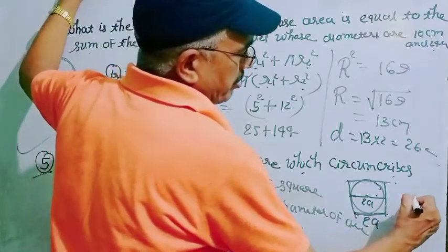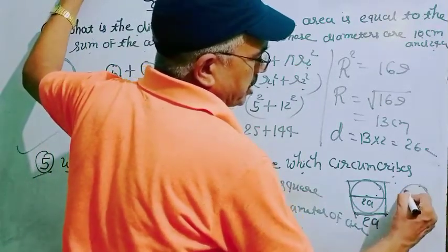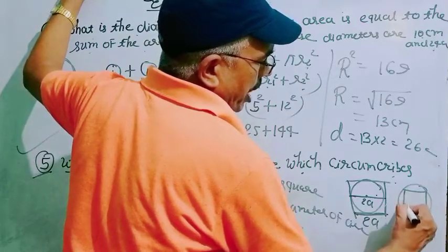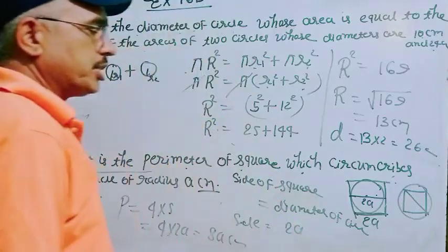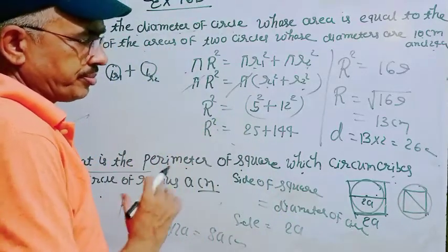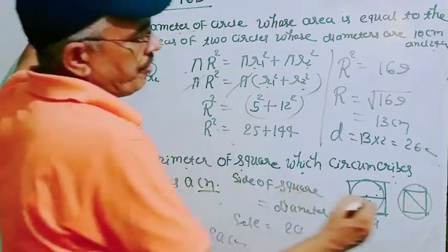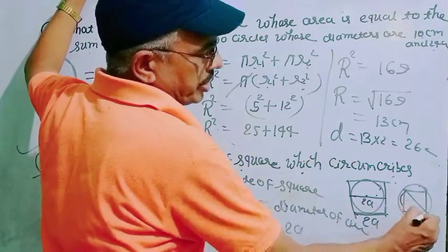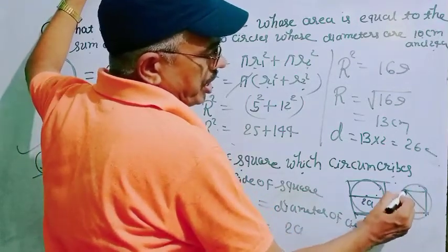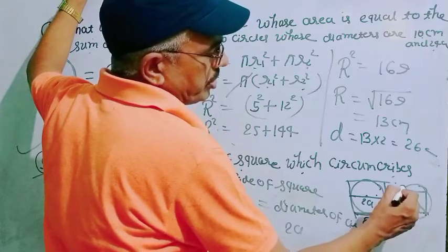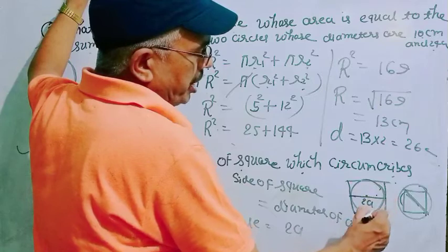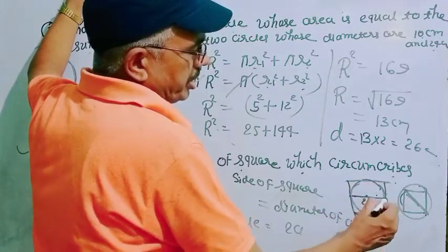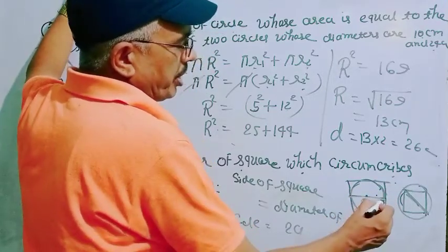If a circle is circumscribed about a square, then what happens? The diameter of the circle is equal to the diagonal of the square. So dear student, when a square is inside the circle, then the diagonal of the square is equal to the diameter of the circle. But when a circle is inside the square, then the side of the square is the diameter of the circle.